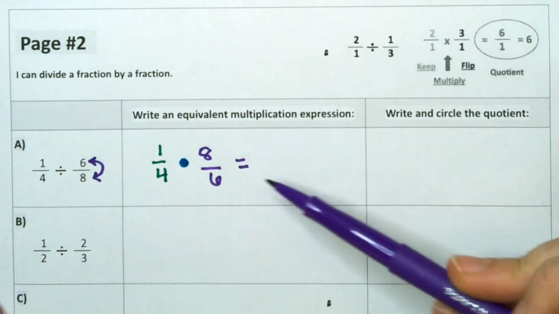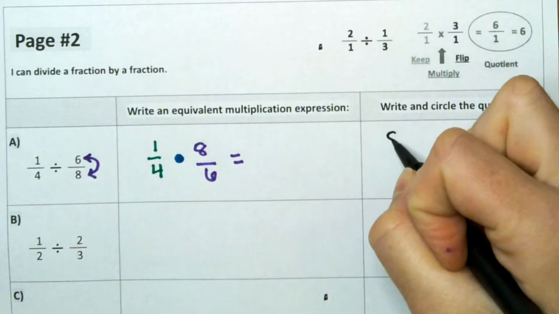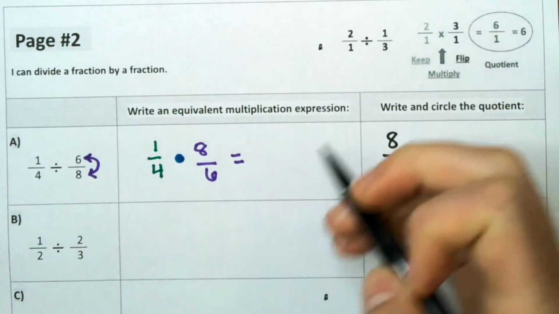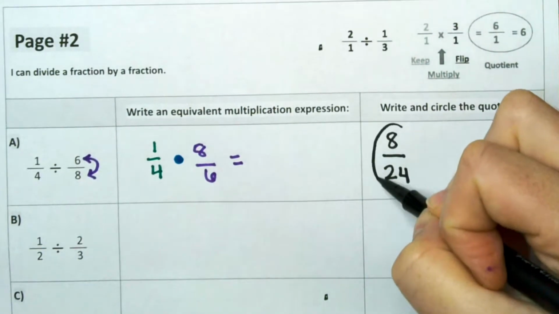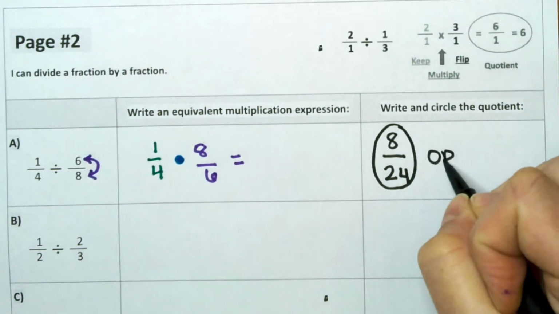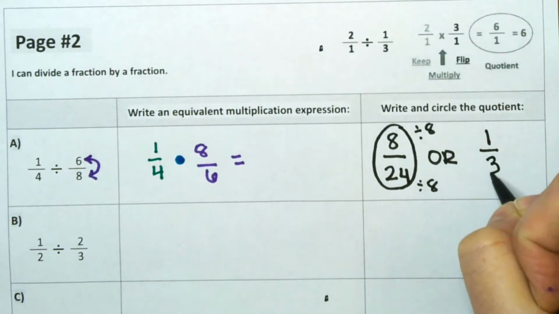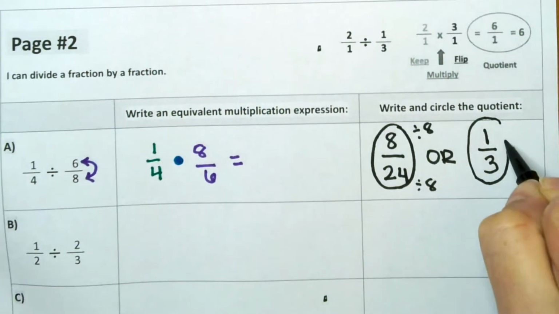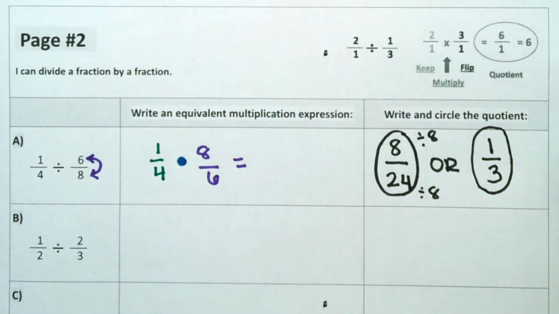Okay, and so you're not going to write your answer here, you're going to write it over here. 1 times 8 is 8. 4 times 6 is 24. And so your quotient is 8/24. Now, if your teacher wants you to simplify, you can. I can divide 8 by 8 and 24 by 8 and get 1/3. If you'd rather just keep it as 8/24, that also works. Go ahead and complete just B, then come back to the video just to check your work.